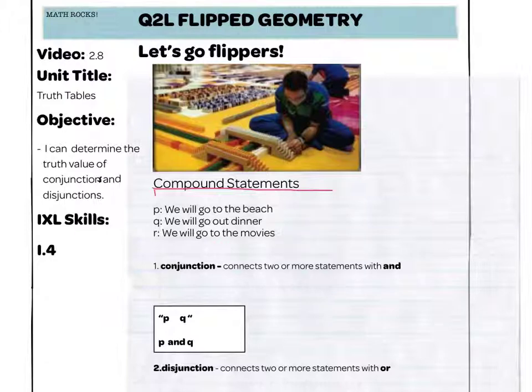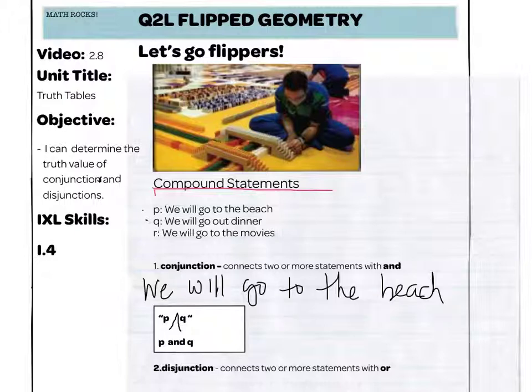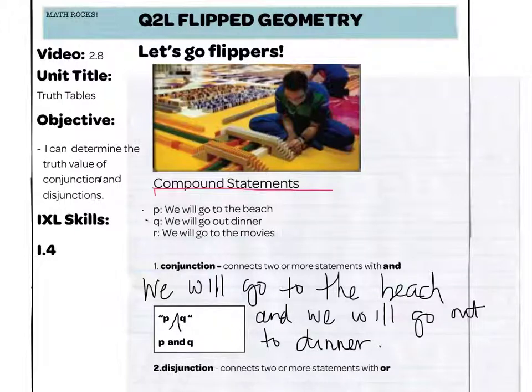A conjunction is a statement that connects two or more statements with the word and. Let's do P and Q. That looks like P, and, a little hat, Q. It's read P and Q. Let's use P here and Q here and write what statement that would be. P is, we will go to the beach. And we add Q to that. So there's our statement: we will go to the beach and we will go out to dinner. That is the conjunction for P and Q.